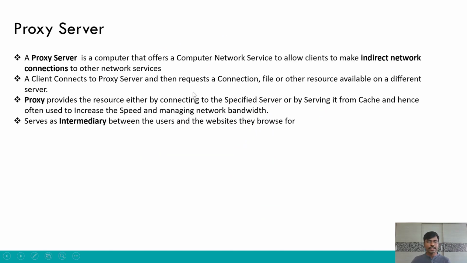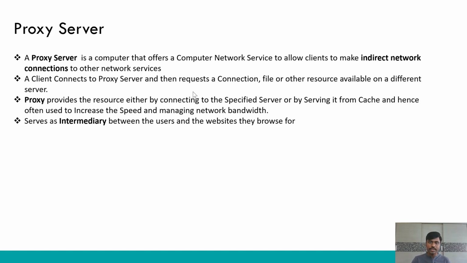Now a client connects to the proxy server and then requests a connection or a file or other resources available on a different server. In our example, when he tries to access the web server to load that ICICI Bank portal, in between, the proxy server takes that request and gets the requisite information from the web server. Now the third point: the proxy provides the resource either by connecting to the specified server or by serving it from the cache, and hence is often used to increase the speed and manage the network bandwidth.